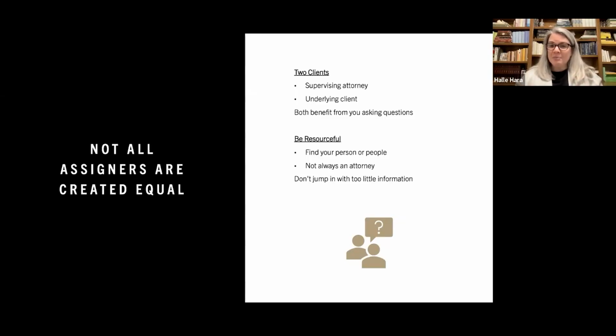So find your people, be resourceful, but whatever you do, don't jump in with too little information. It's not a good use of your time. It's not ultimately serving any of your clients. And so do what you have to do, even if it means holding it and catching back up with the person who dumped this on your desk.